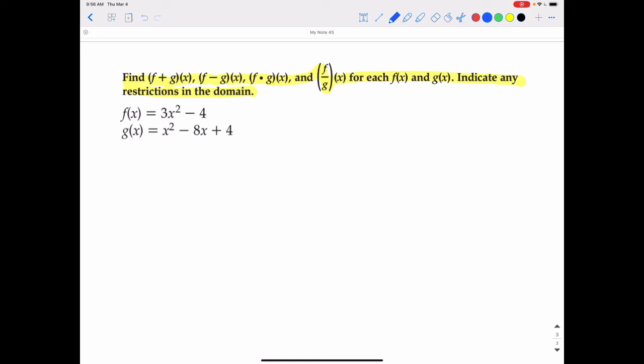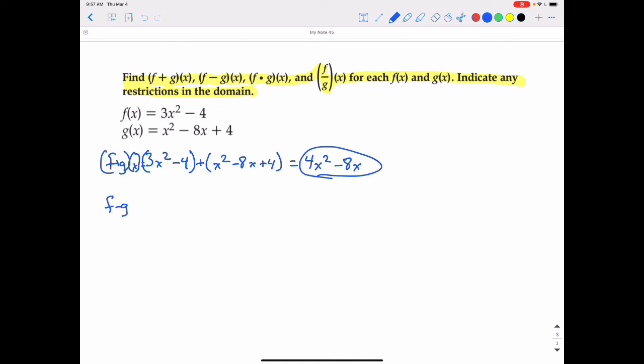So f plus g of x would be 3x squared minus 4 plus x squared minus 8x plus 4. And I do have like terms of 3x squared and x squared, so when I add those together, I'm going to get 4x squared. There are no like terms with the negative 8x, so I'll just bring that over. And then I have negative 4 plus 4, which is 0, so I don't need to write down a plus 0, so this is the answer for f plus g.